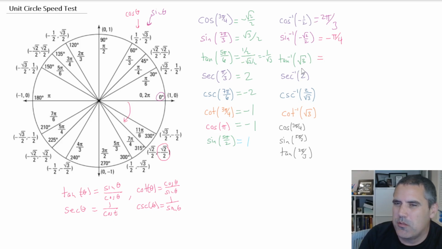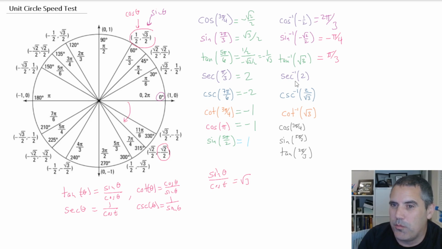Tangent is square root of 3. So this is slightly more work, but not really. We want sine over cosine to be square root of 3. So think about how that would happen. How would sine over cosine be square root of 3? It would have to be this divided by this. And so this is pi over 3. Again, if you have your unit circle, it's there.